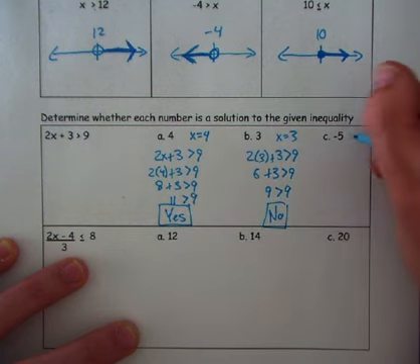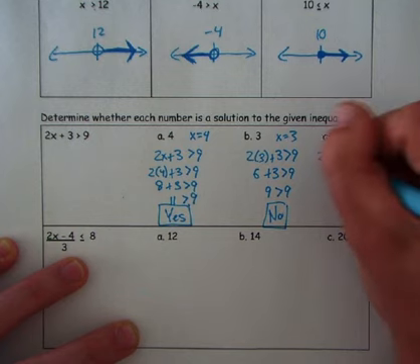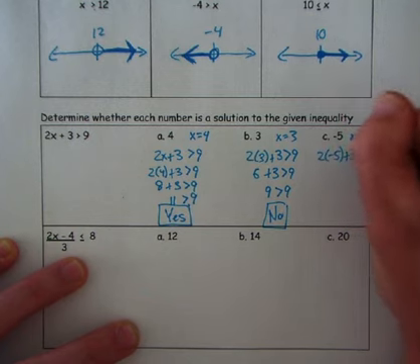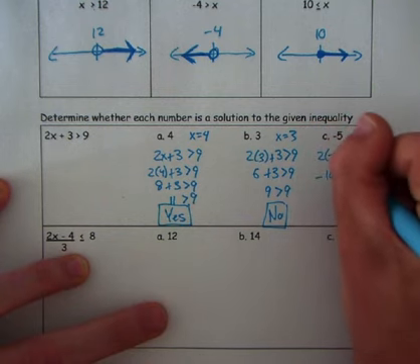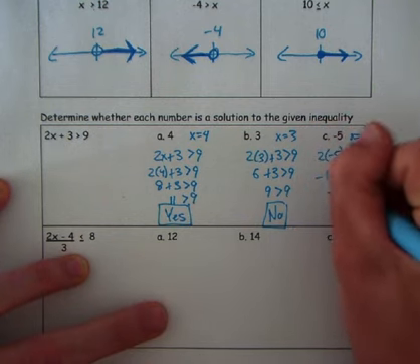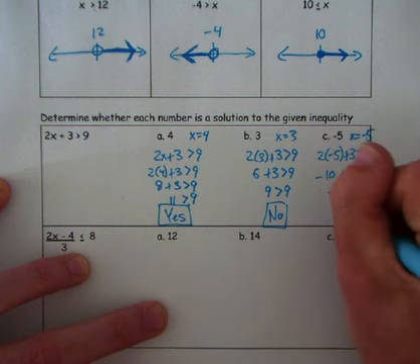Then finally, we get x equals negative 5. Plug that in: 2 times negative 5 plus 3 greater than 9. 2 times negative 5 is negative 10, plus 3 greater than 9. Negative 7 is greater than 9. Is that true? No way.